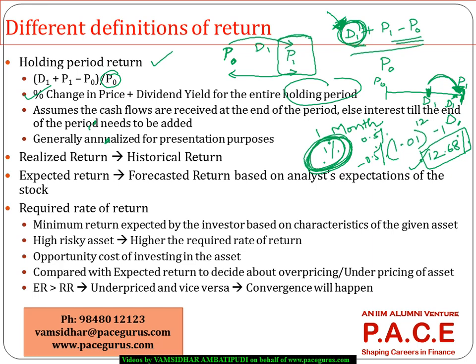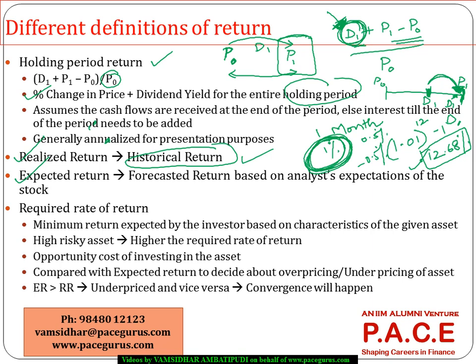Then the next concept that I would like to look at here is the concept of realized as well as expected returns. Historically, whatever return that a particular stock or asset has generated is what we call a realized return. Based on the past data, if I compute that in the last 1 year this stock has given 15% return, that is what we call a realized return.